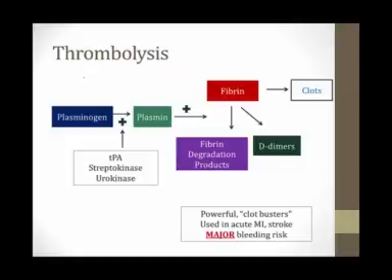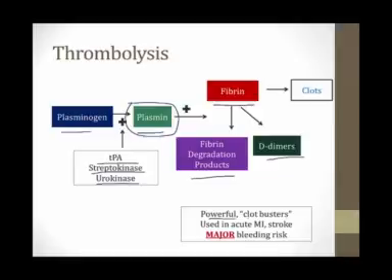The last class of drugs I want to mention are the thrombolytics. There are three drugs in this class. One's called tissue plasminogen activator, the other is streptokinase, and the other is urokinase. I talk about all of these drugs in the module on coagulation. They are naturally occurring substances which convert plasminogen into plasmin. They can be administered as drugs to generate large amounts of plasmin, which will break down fibrin clots into fibrin degradation products and D-dimers. These are powerful clot buster drugs.